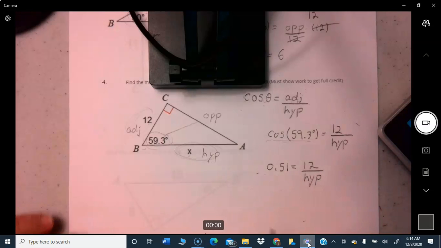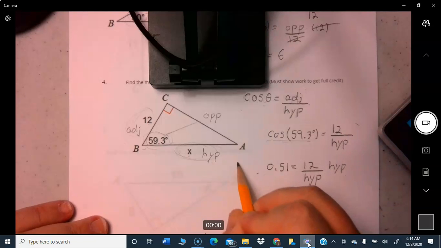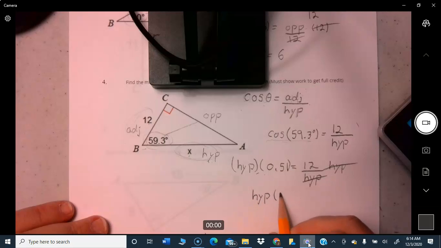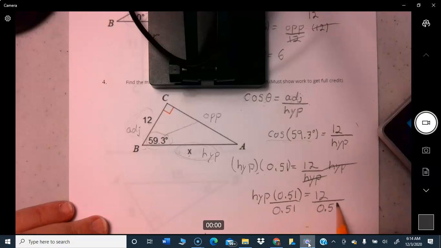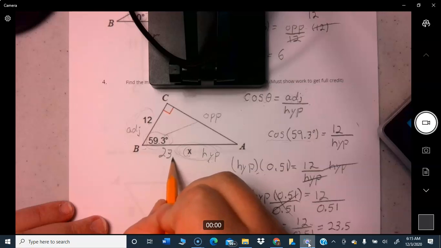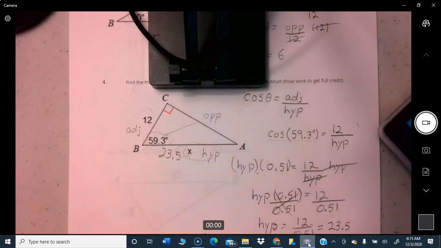Now we got to solve for hypotenuse. It's just an algebra problem. So it's hypotenuse on the bottom there and on the bottom there. Cancel these two. Okay, and so now you have this. All right, so we're going to divide both sides by this. Cancel that, and you have hypotenuse equals 12 over 0.51. And when you do that on your calculator, you get right around 23.5. So that's this side right here, 23.5. Okay, and that's how you do that.